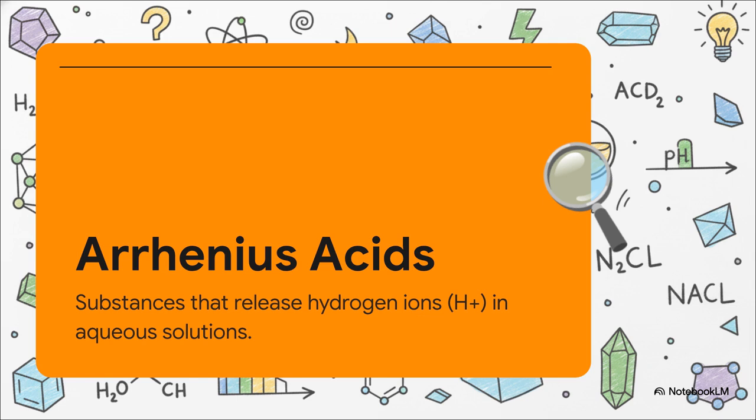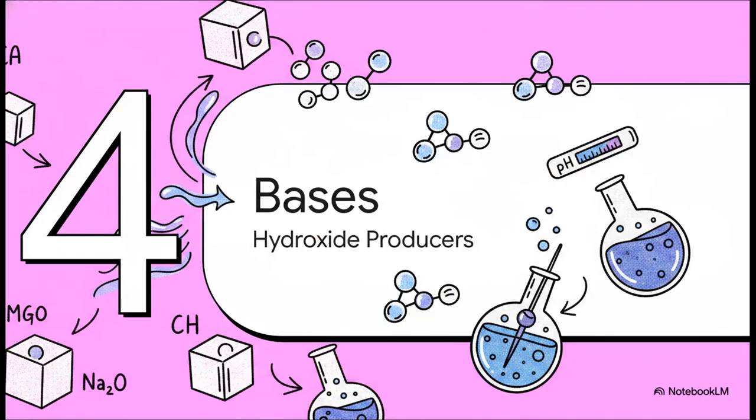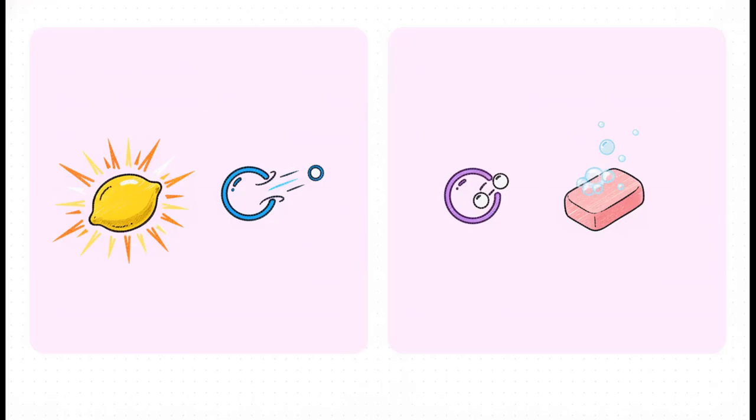If an acid dissociates completely in water, it's a strong acid. If it only dissociates partially, you guessed it, we call it a weak acid. Section 4. Bases, the hydroxide producers. Now, there is a perfect, almost poetic symmetry here.